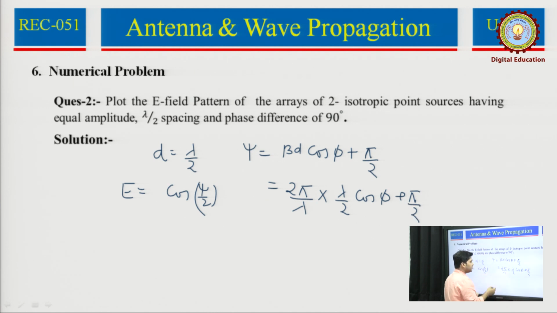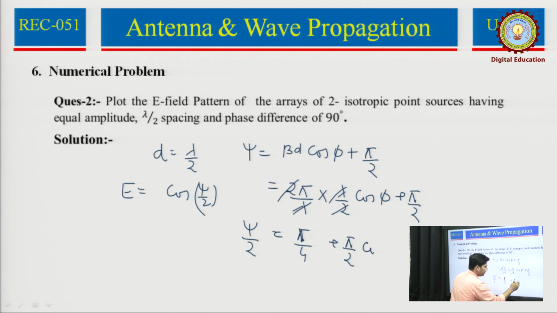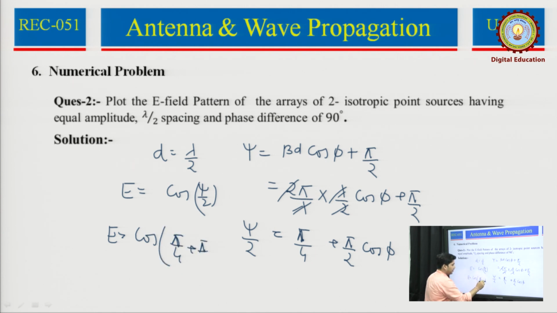If you solve this, the value we will get, I am directly writing this, psi by 2 is nothing but pi by 4. The lambda and lambda, the 2 and 2 cancel out, so what we have is pi by 2 cos phi. Okay. So, our final expression of electric field is cos of pi by 4 plus pi by 2 cos phi. Okay. Can you see the changes?